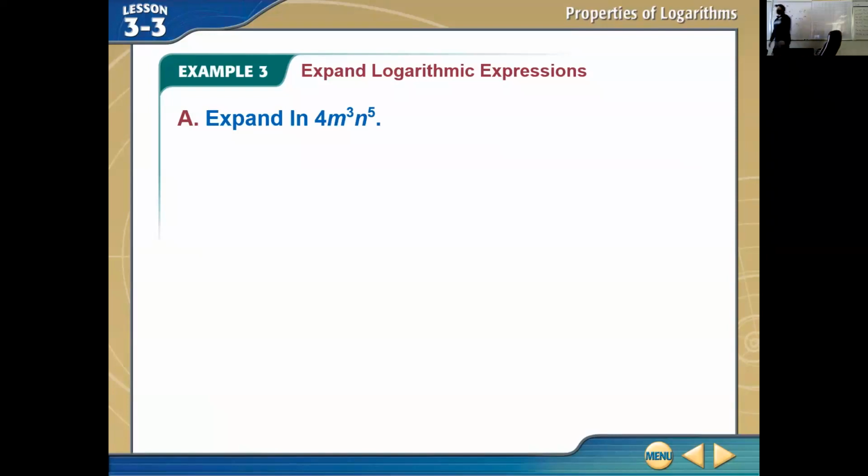Whenever you see expand, we're not looking to evaluate. We're not looking to simplify. We're not looking to solve it. We're just looking to expand it. That means take it from this condensed format and expand it all the way out. This is where your power property of logarithms and your quotient property of logarithms really take full effect.